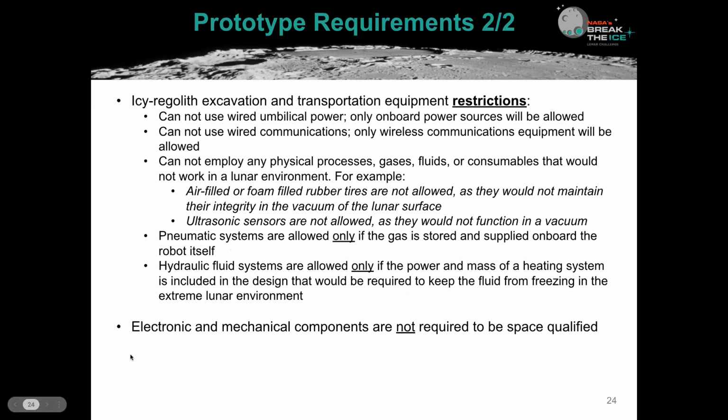Additional requirements, and in this case, some restrictions. The excavation transportation equipment cannot use wired umbilical power. Only onboard power sources will be permitted. Cannot use wired communications. Communications need to be wireless.